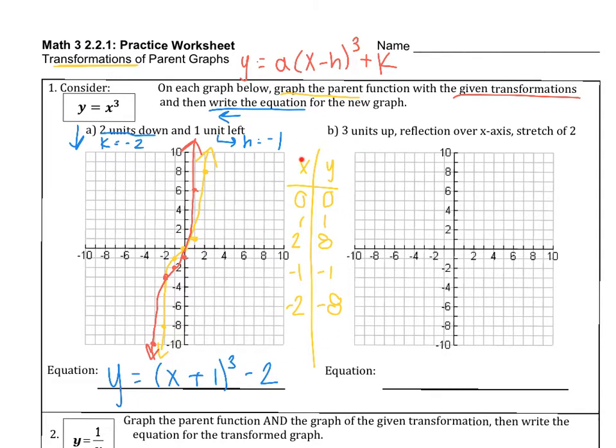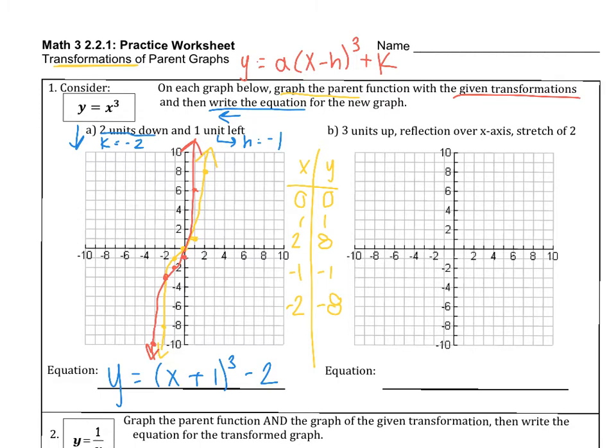So this should put you in a great position to do part B, and you have all of these points for the parent graph. So it should be very simple to sketch that parent graph now, and then you'll apply these transformations. The only difference here is I'm asking you to reflect over the x-axis, so make sure you look back at your worksheet from class if you're not sure how to do that, as well as a stretch of 2, which is going to affect that value of a.